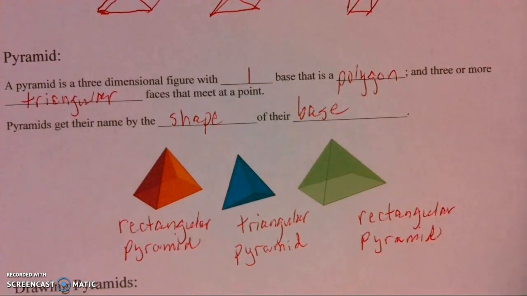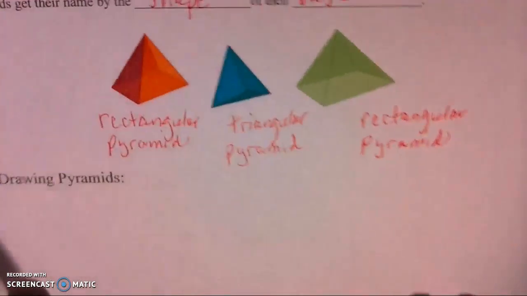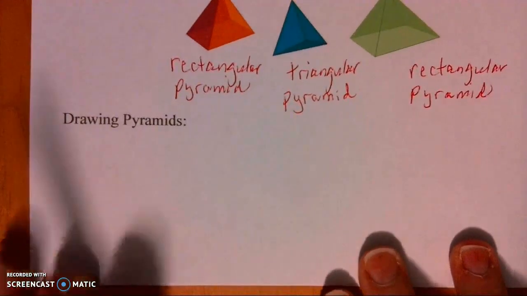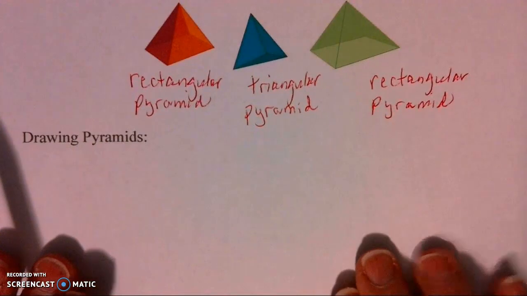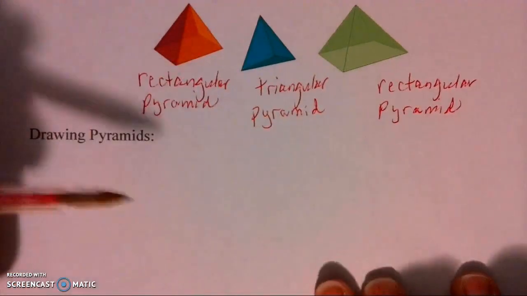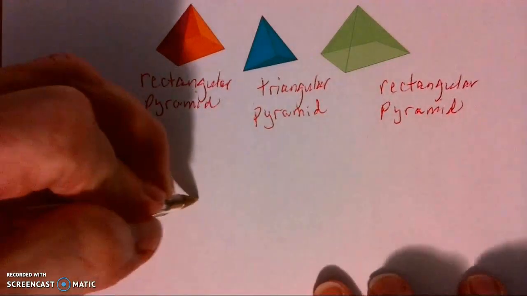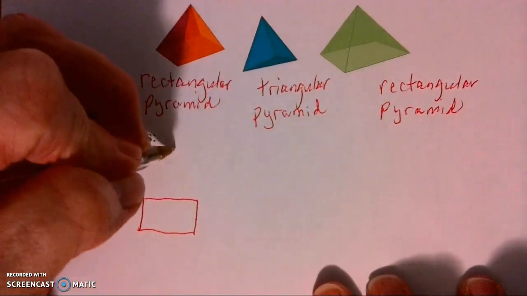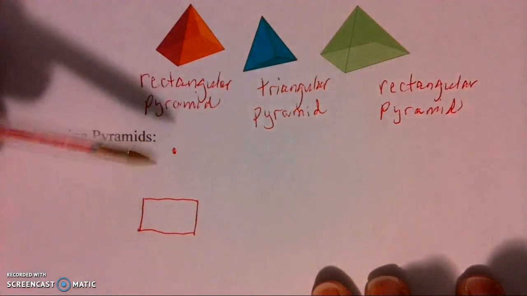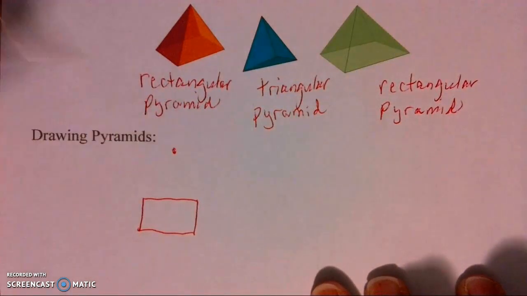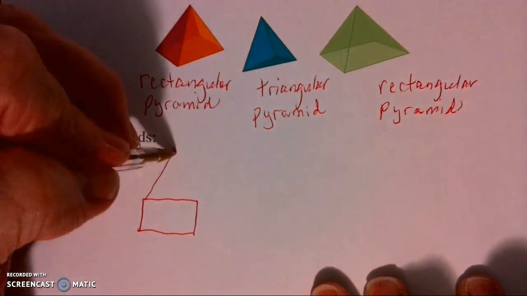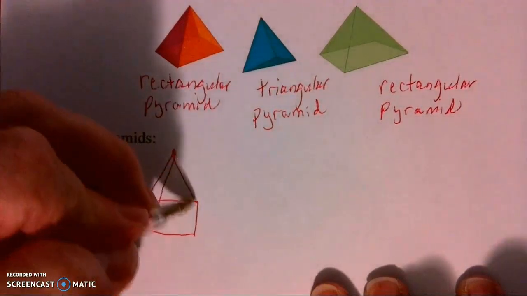Now again, I can draw a pyramid. I'm going to do it the same way as the prism. I'm going to start with the base, and then only this time I'm going to put a point and then connect the vertices. So let's do a rectangular pyramid. I drew my rectangular base. Now I put the point right above it, and then I just connect the point to the vertices.